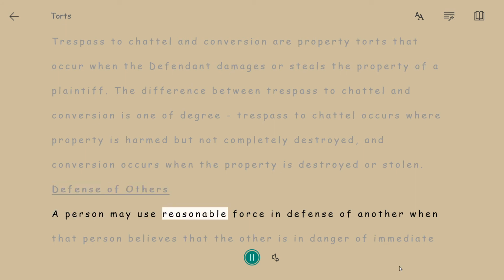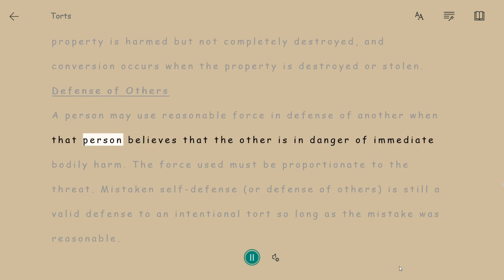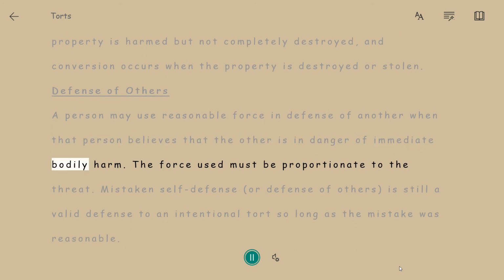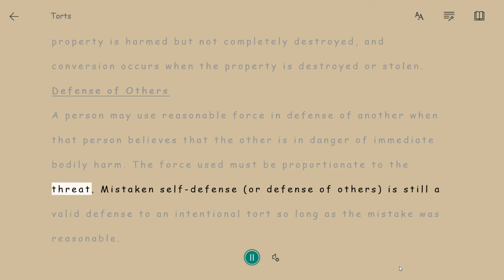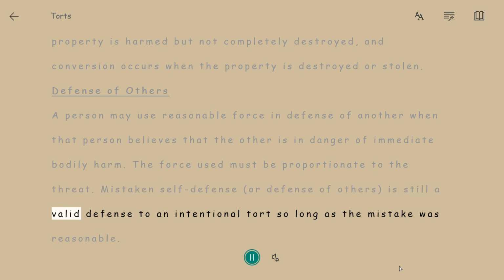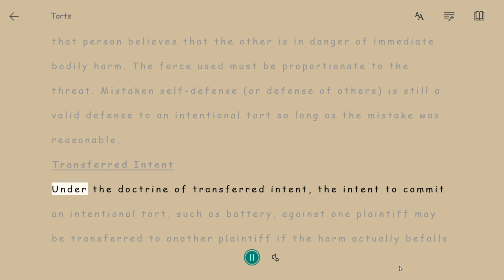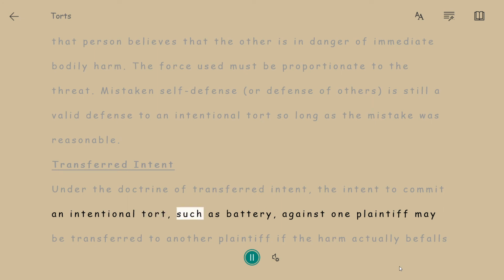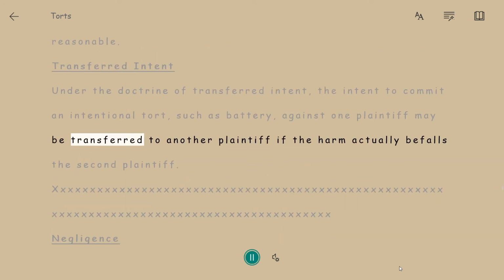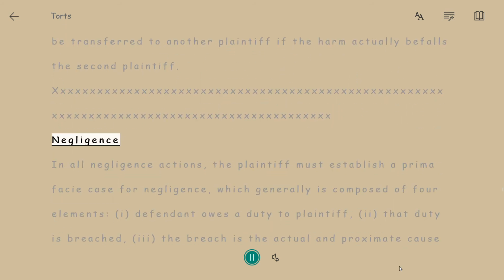Defense of others. A person may use reasonable force in defense of another when that person believes that the other is in danger of immediate bodily harm. The force used must be proportionate to the threat. Mistaken self-defense, or defense of others, is still a valid defense to an intentional tort so long as the mistake was reasonable. Transferred intent. Under the doctrine of transferred intent, the intent to commit an intentional tort, such as battery, against one plaintiff may be transferred to another plaintiff if the harm actually befalls the second plaintiff.